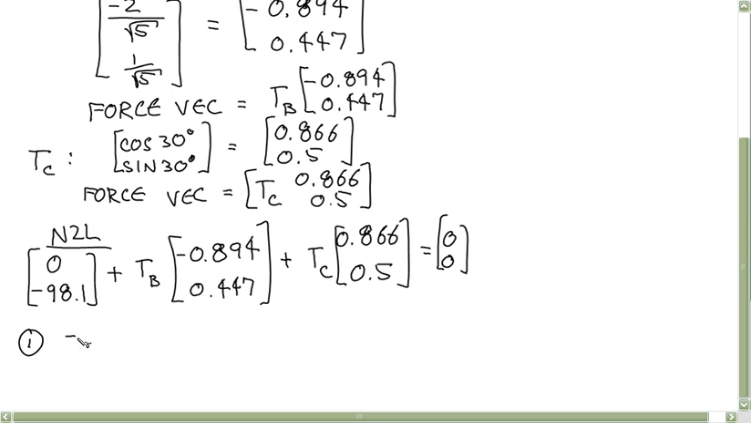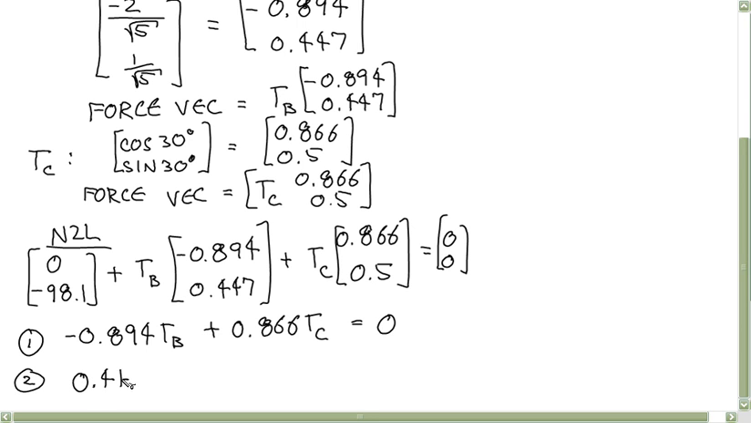You have negative 0.894 TB plus 0.866 TC is equal to 0. And I'm going to write it as 0.447 TB plus 0.5 TC is equal to 98.1.